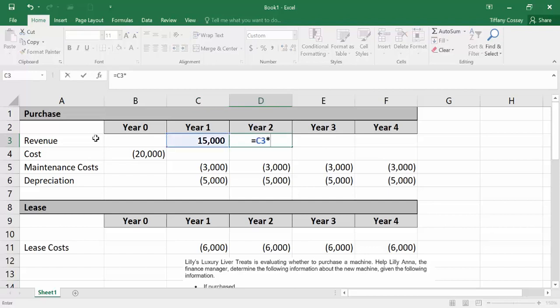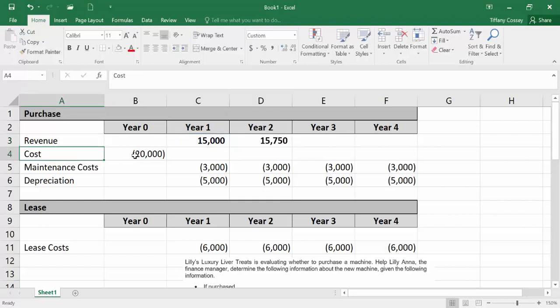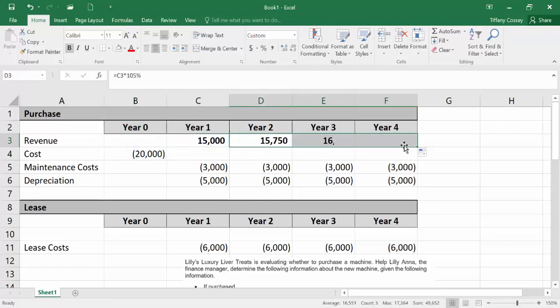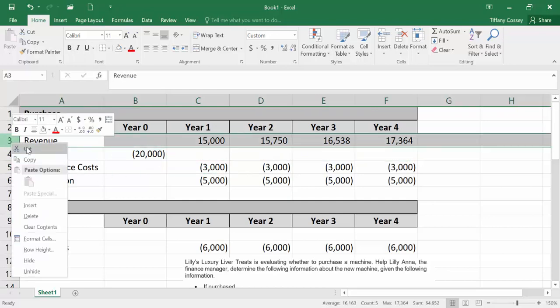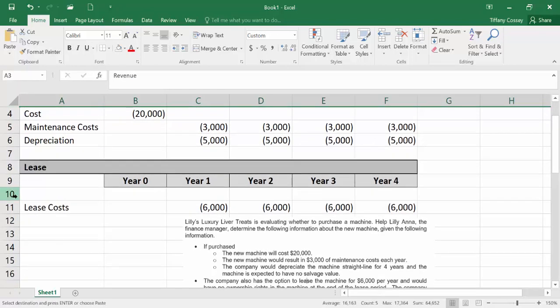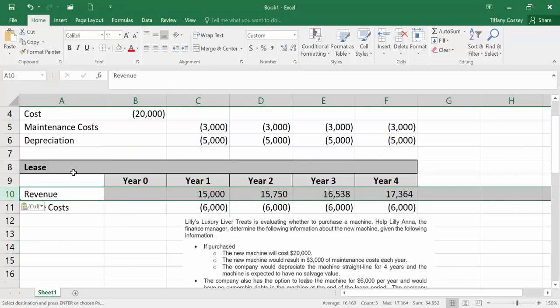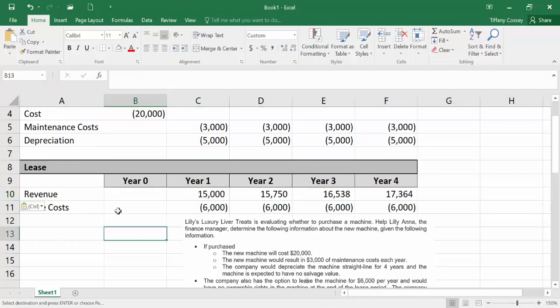And then it's going to grow by 5% each year, so it's going to be 105%. 100% of what it was plus another 5%. And if it's going to grow each year, I'll drag that formula across because each year should be 105% of what the previous year was. And we said that that revenue is going to happen whether we lease or buy the machine, so I'll put it in both spots.